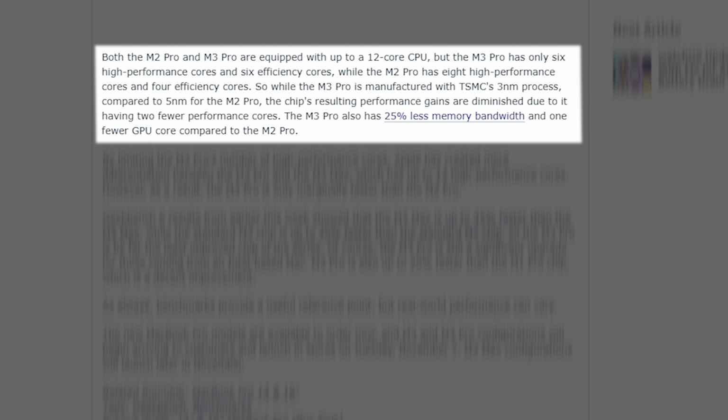So while the M3 Pro is manufactured with TSMC's 3nm process, compared to 5nm for the M2 Pro, the chip's resulting performance gains are diminished due to it having 2 fewer performance cores. The M3 Pro also has 25% less memory bandwidth and 1 fewer GPU core compared to the M2 Pro.